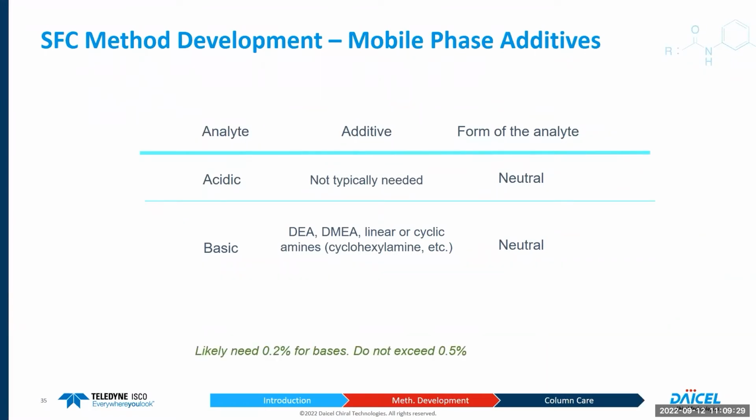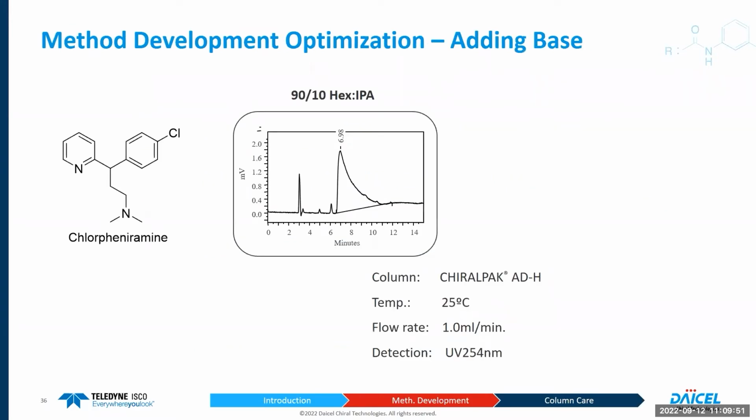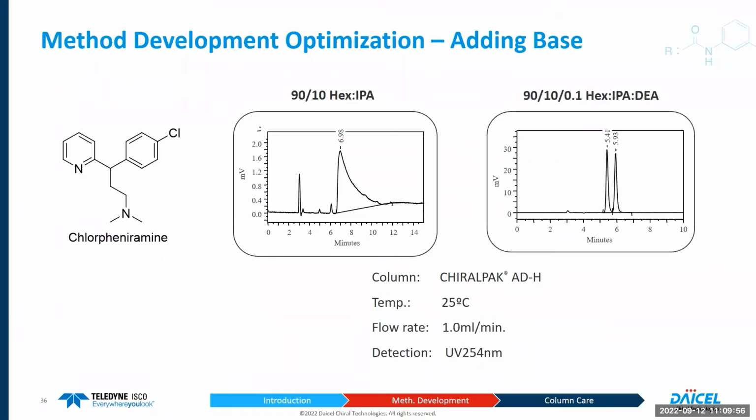Because you're only able to add this additive to the modifier, generally you have to add 0.2% by volume as opposed to 0.1% as you would under LC conditions, but that's not really a disadvantage. Whatever it is that you choose to add, you can go up to 0.5%, but exceeding 0.5% can have a negative effect on column life. Without an additive, separations that should look good, like the separation of chlorpheniramine on ADH, will not look so good. As an example here on the left-hand side, one long tailing shark fin sort of peak.